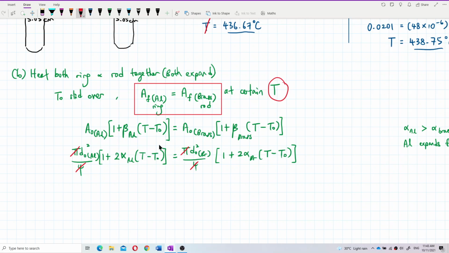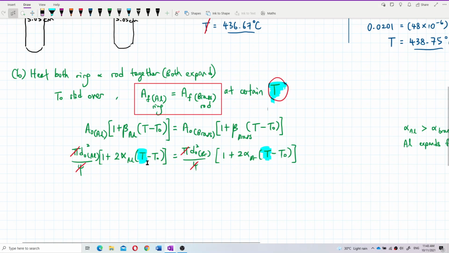So what we want to find is actually this temperature, the final temperature. This is what I mentioned about a certain temperature. At this temperature, the final area of the ring will become equal to the final area of the rod. So this is the temperature we want to find when they both become the same area.